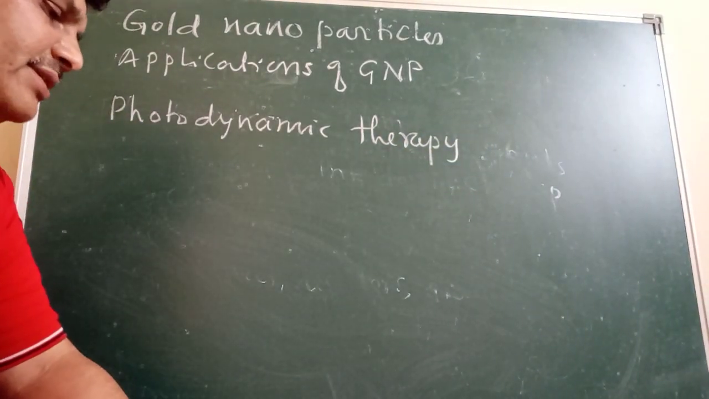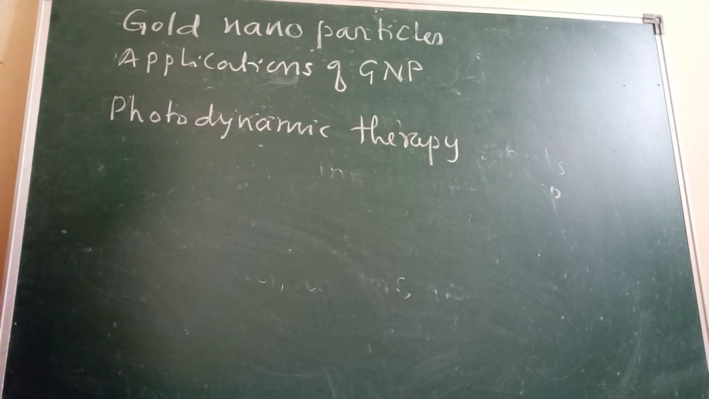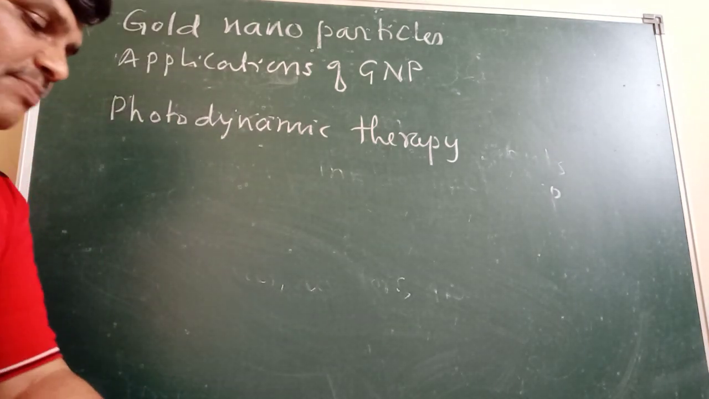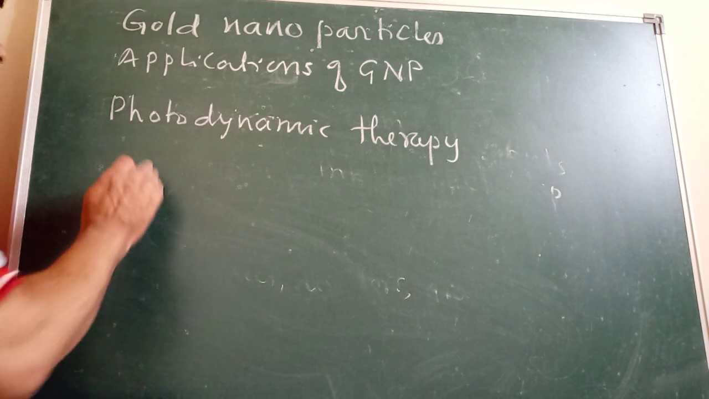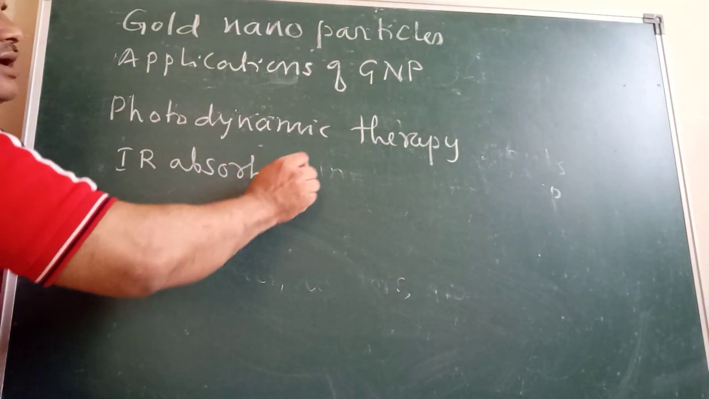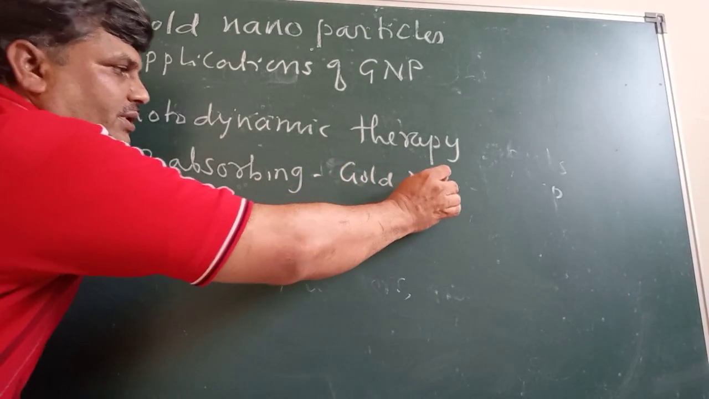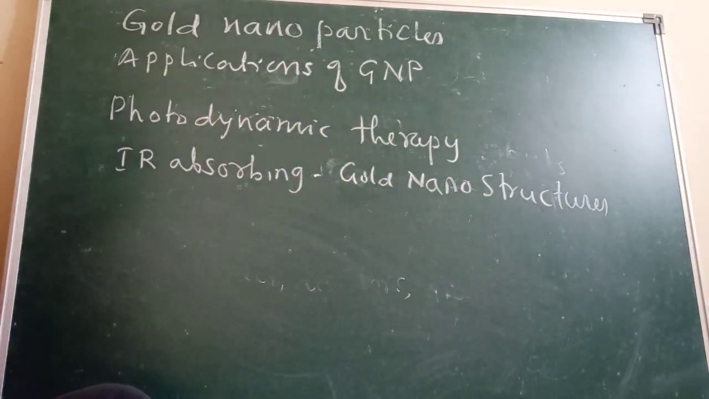Now the second application is photodynamic therapy. What is this photodynamic therapy? Usually this type of therapy is used for destroying the tumors present in the body. In this case, we know that gold nanoparticles, nanoshells or gold nanorods are IR absorbing, IR meaning infrared radiation. These nanostructures are used here.